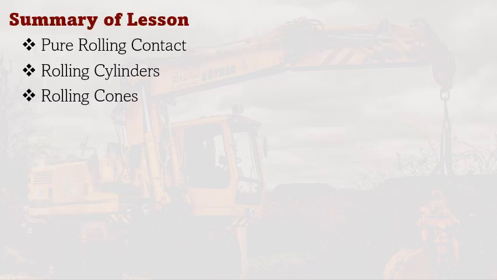As a summary, we were able to discuss what is pure rolling contact and the two types, which are rolling cylinders and rolling cones. See you in our synchronous discussion.